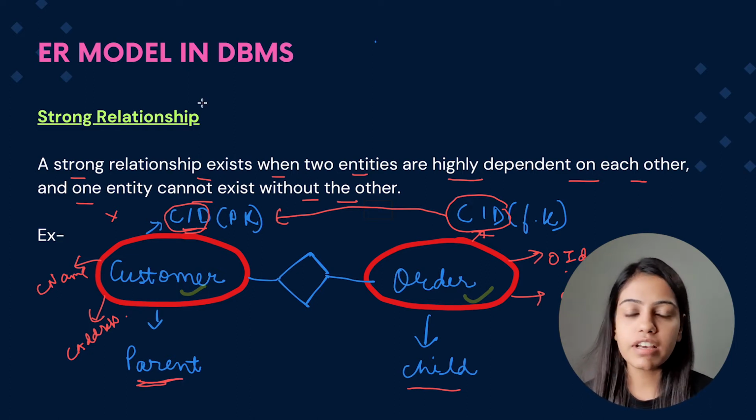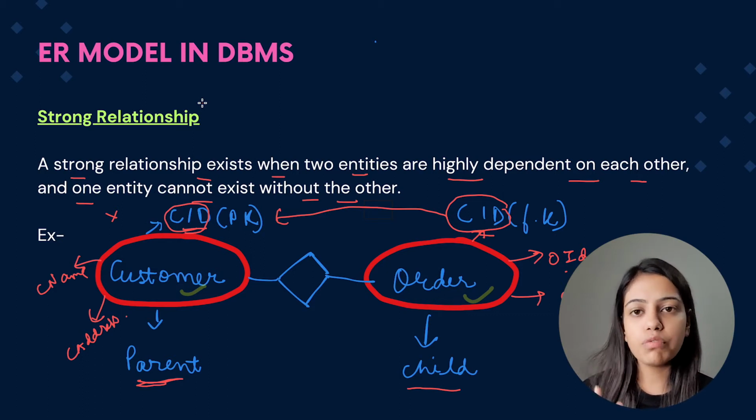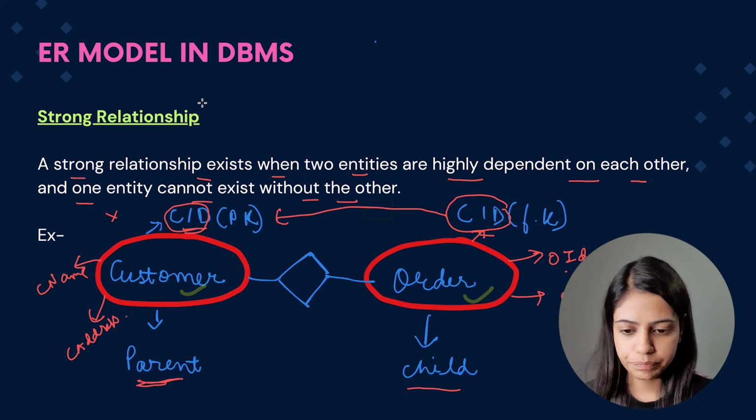So this is called a strong relationship. Strong relationship means something which is inseparable. When two entities depend on each other for their existence, it is called a strong relationship. Whenever anything happens to one table, it affects the other table.